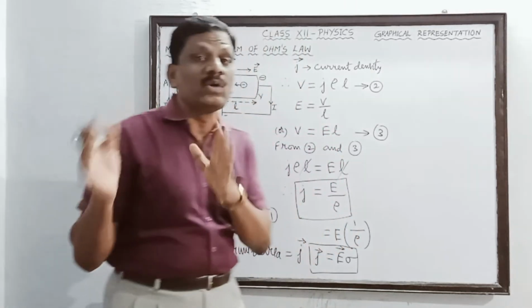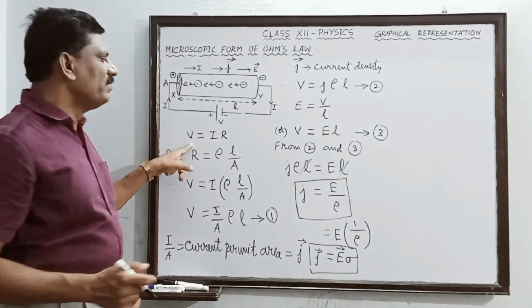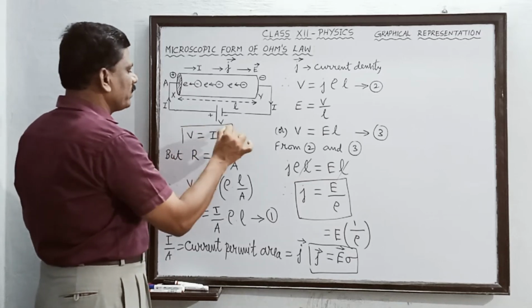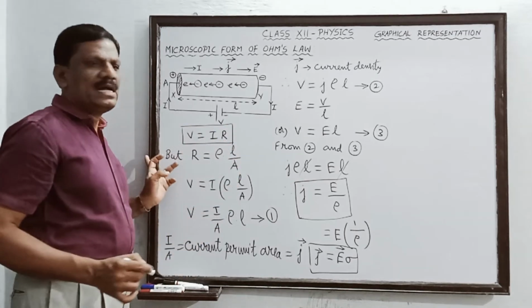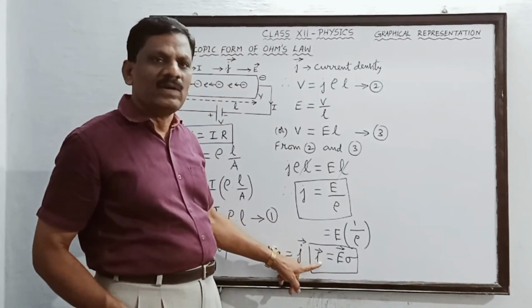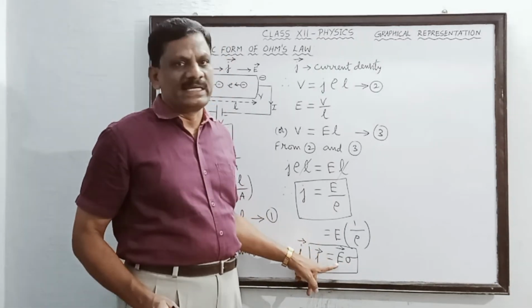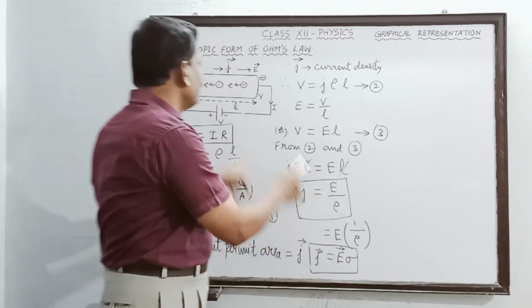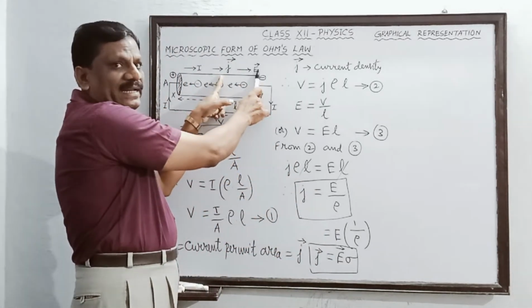What is the macroscopic form of Ohm's law? V is equal to I into R. Okay, V is equal to I into R. And what is the microscopic form of Ohm's law? J vector is equal to sigma times E vector. So J vector and E vector both are along the same direction.